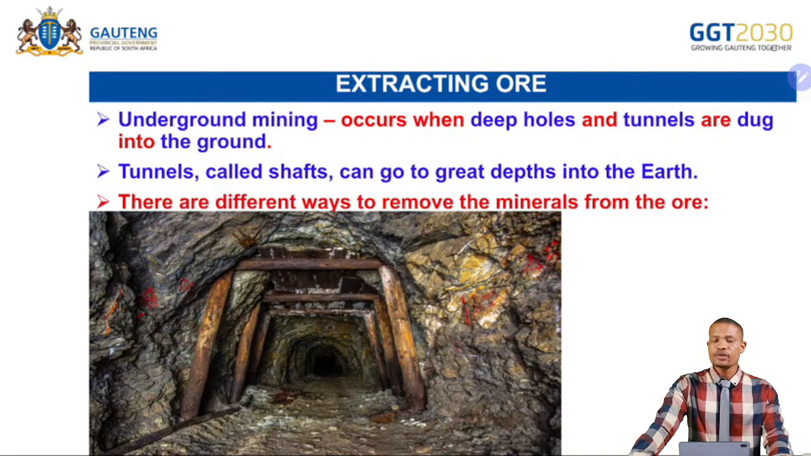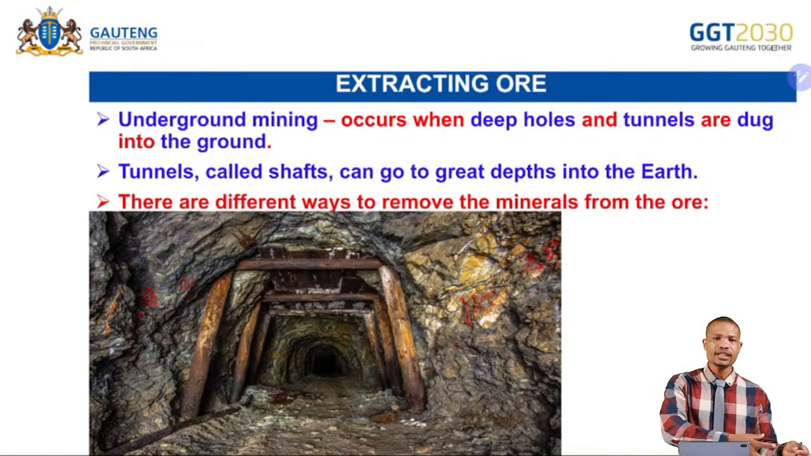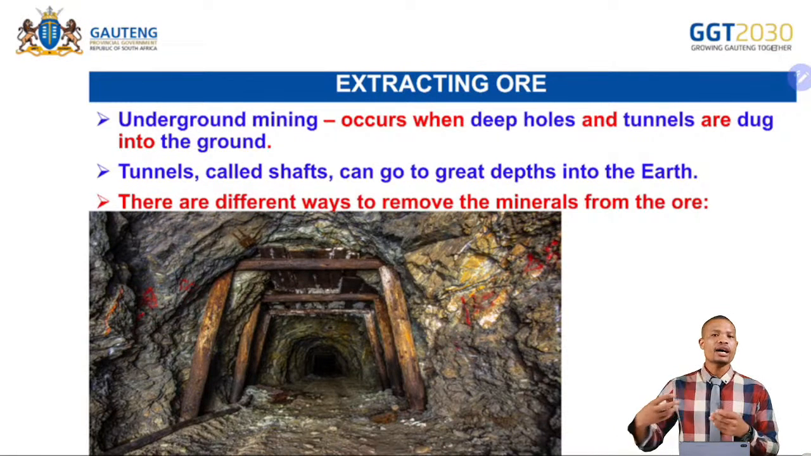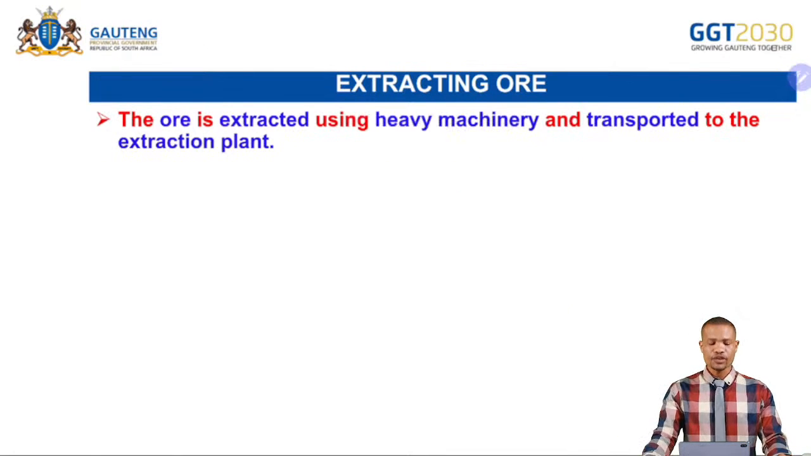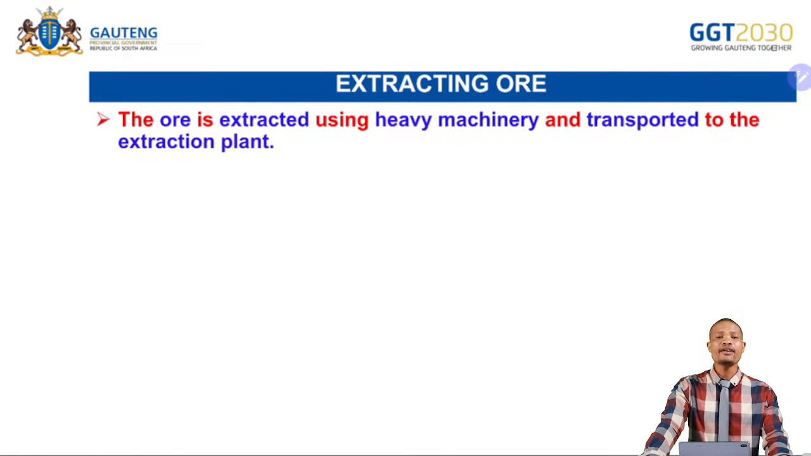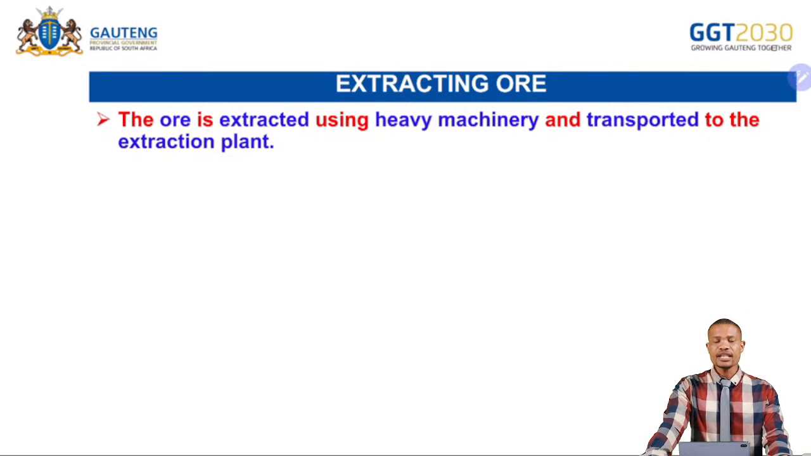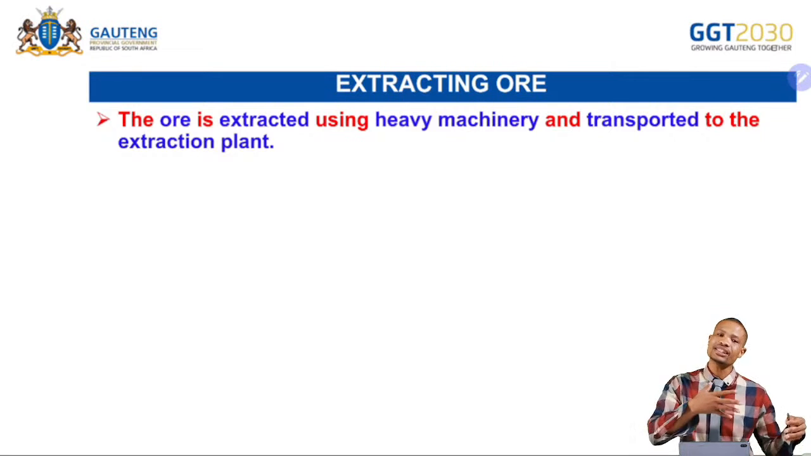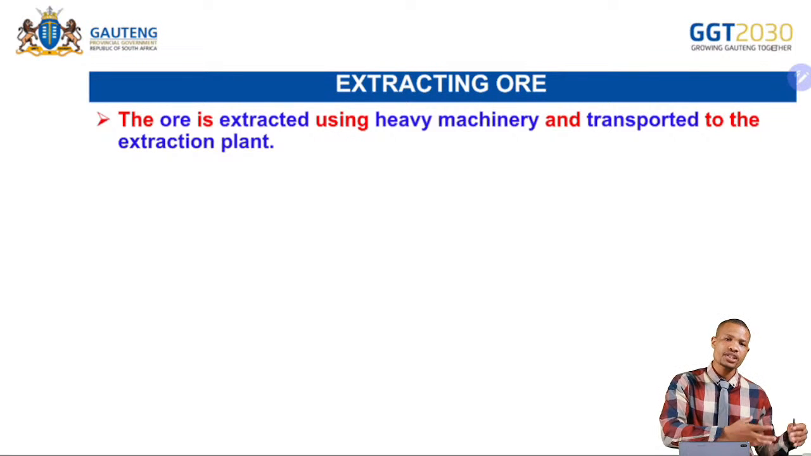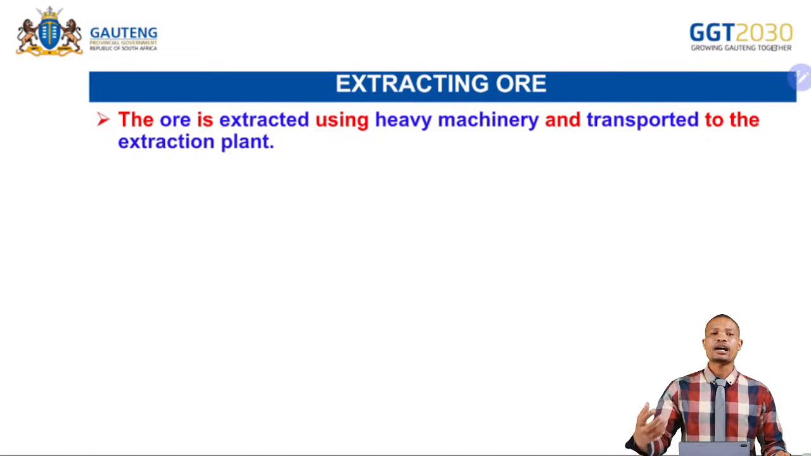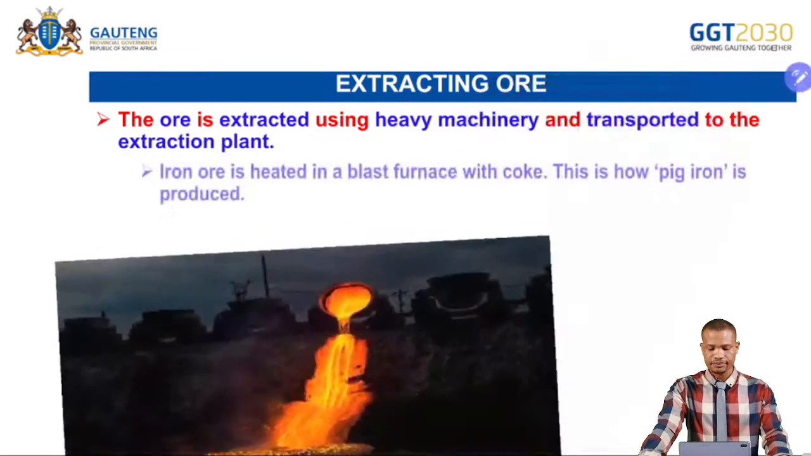There are different ways to remove the minerals from the ore. Because remember, we are digging this ore, and after that, we need to treat it to get the mineral that we need. There are many ways of doing that. In underground mining, the ore is extracted using heavy machinery and transported to the extraction plant. So we use heavy machinery to dig underground, and then we transport that ore to an extraction plant so that we can get the mineral we need.